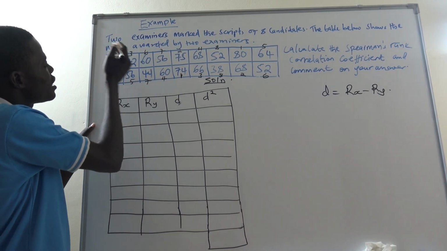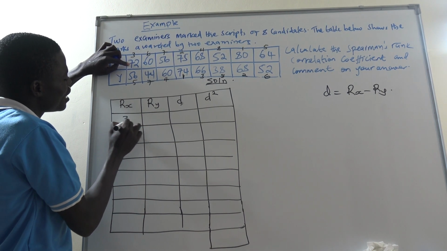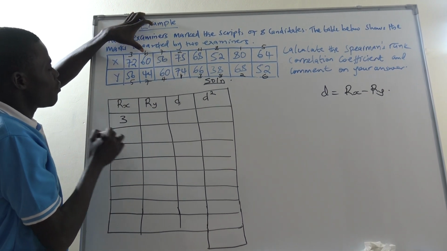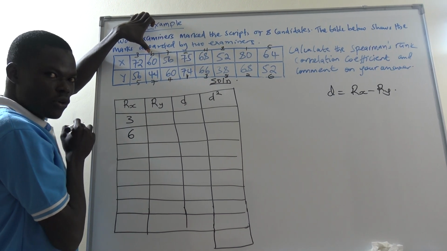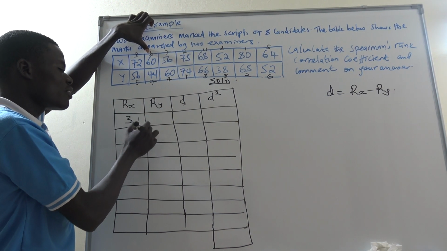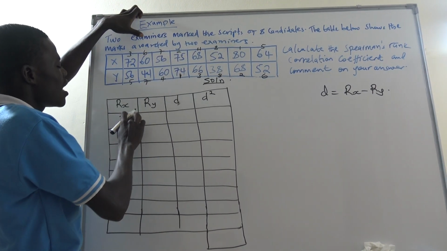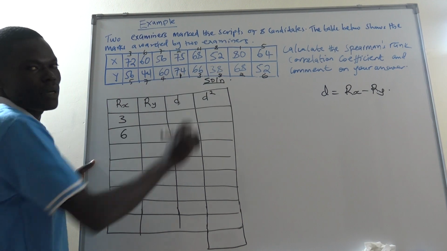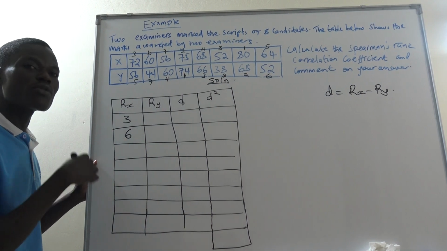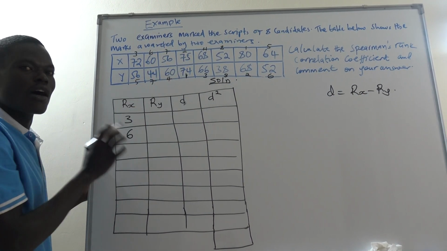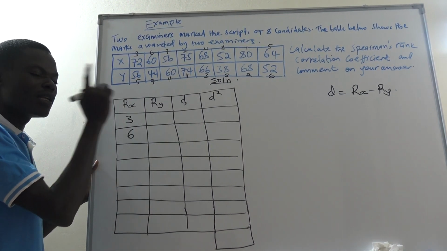What is our first value? Our first value is 72. Which position did it take? It took the third position. Then the second value was 60, and it took the sixth position. You don't put the ranking starting with 1, 2, 3 in order. No, you put the ranking according to the order of the data you have been given. Even for Y, you repeat the same thing according to their order, not mixing it up by starting with either the smallest or the biggest. Just put them according to the order given in the question. If you interchange the order, then the calculation will be wrong.